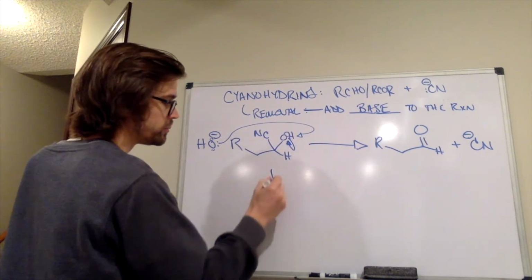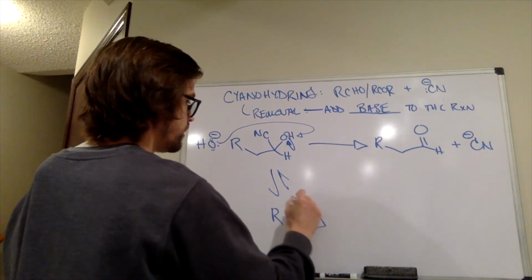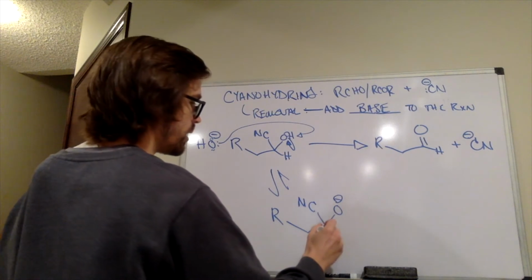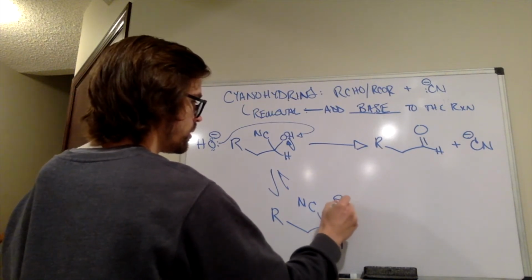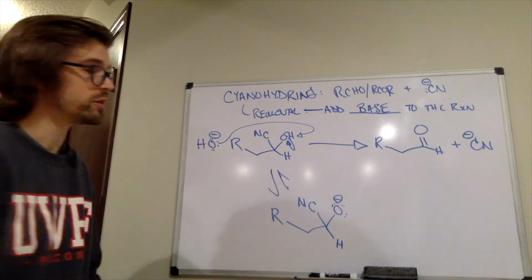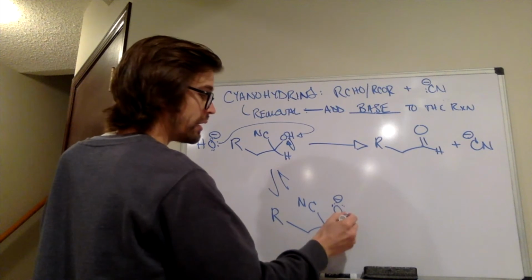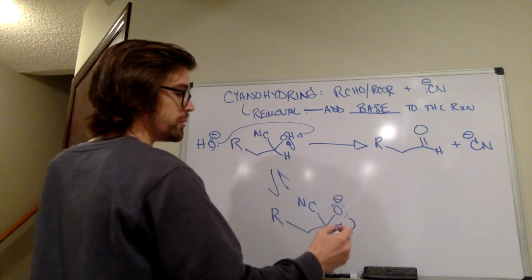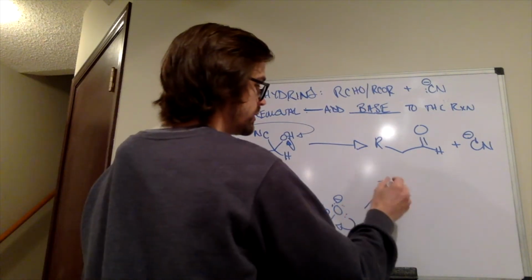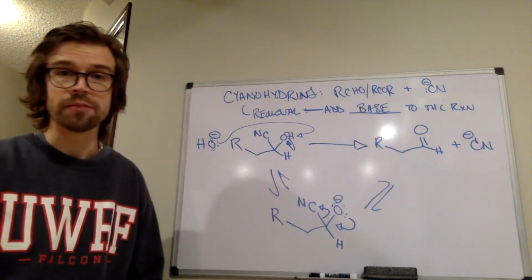And at this point, we will generate the alkoxide ion. Essentially, we have to ask ourselves, what's more stable, O minus or CN minus? Because the relationship between this and the products is us kicking out the CN minus. So what's more stable, O minus or CN minus?